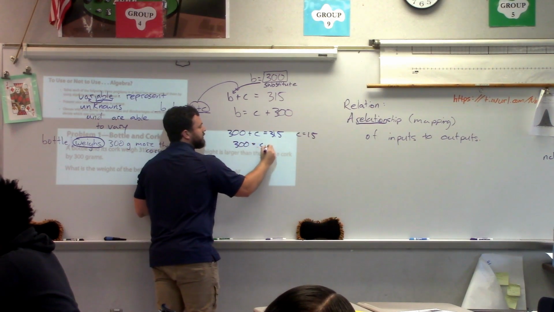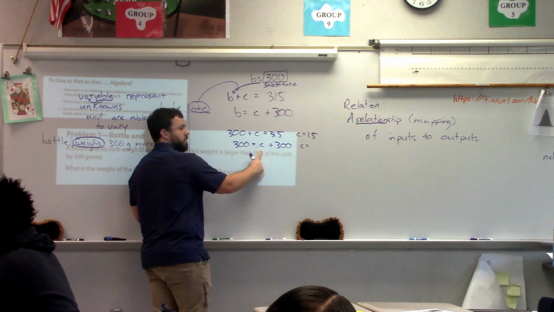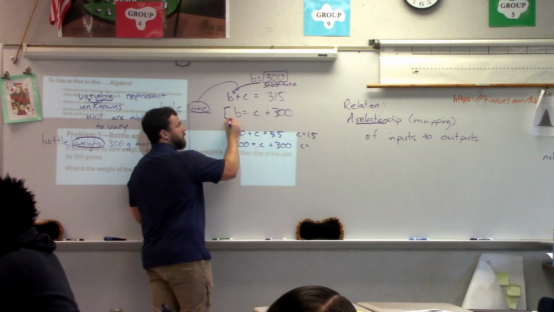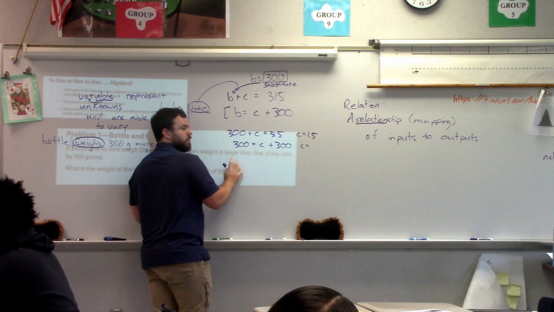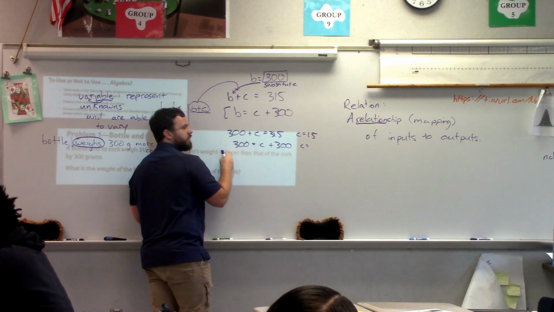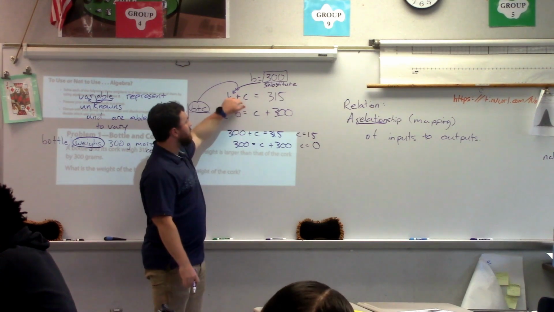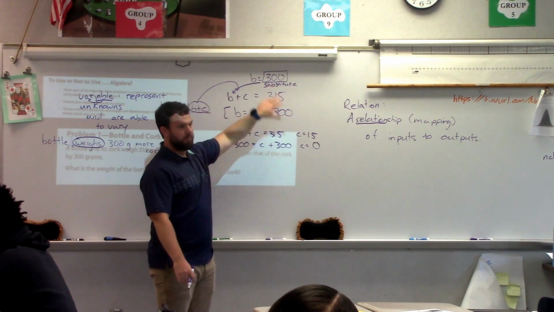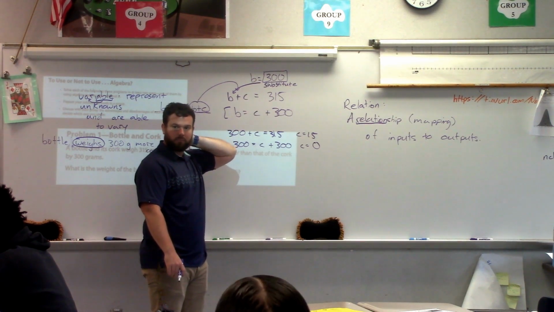But if I substitute 300 here, what would C have to be? If I were to substitute 300 into here, what would C have to be? Guys, what plus 300 equals 300? 0. So notice, can the bottle be 300 grams? Yeah, you said that it's going to equal that substitute, right?